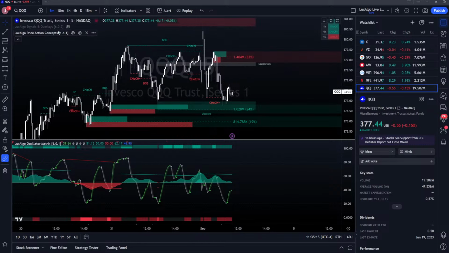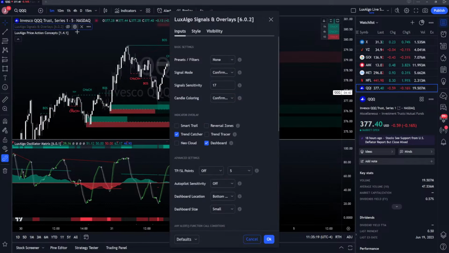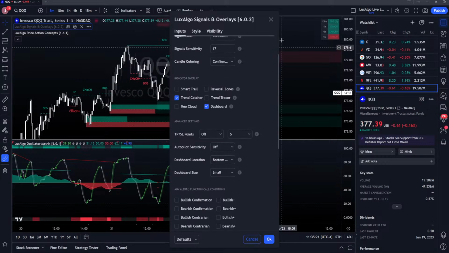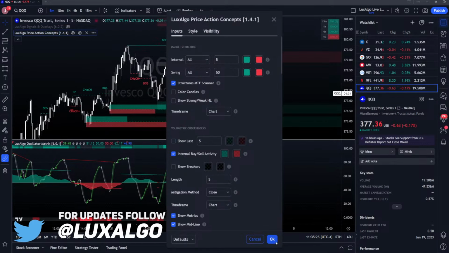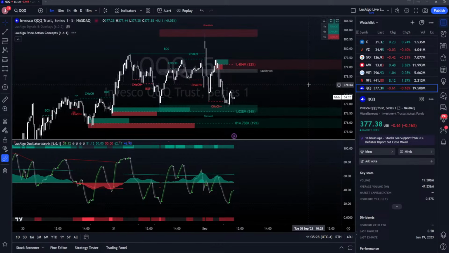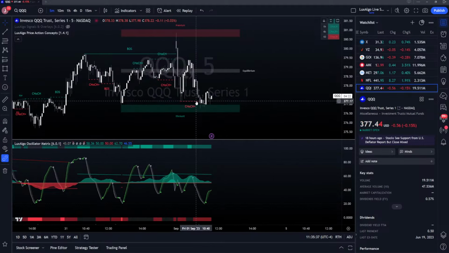And there you go. So it's in a discount zone right now. Oops, I'm sorry, wrong one. Let me take off the order block so you can see the premium and discount. So we're in a discount zone right now, right? Seeing this discount that we're in, this is a potential buying opportunity so long as that support holds.